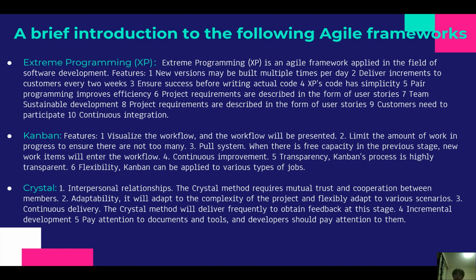Its features: first, new versions may be built multiple times per day; second, deliver increments to customers every 2 weeks. And third, ensure success before writing actual code. Fourth is explicit code and simplicity. And fifth is pair programming improves efficiency. Six is the project requirements are described in the form of user stories. Seven is team sustainable development.